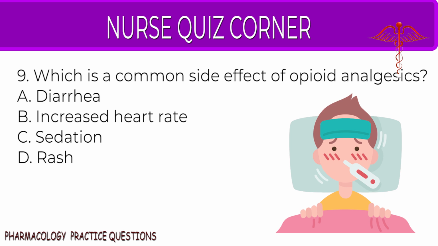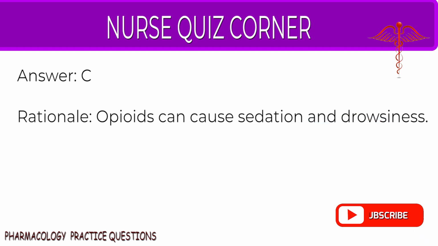9. Which is a common side effect of opioid analgesics? A. Diarrhea, B. Increased heart rate, C. Sedation, D. Rash. Answer: C. Rationale: opioids can cause sedation and drowsiness.